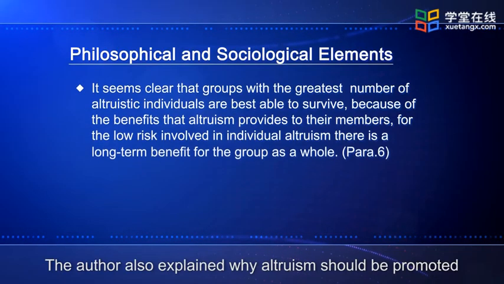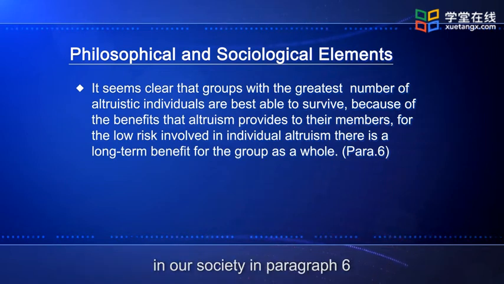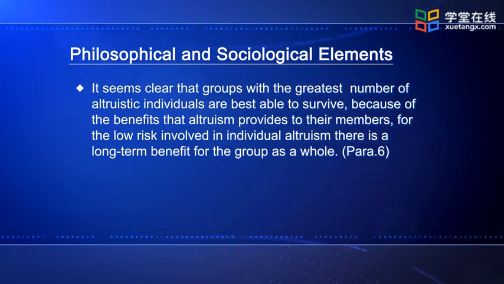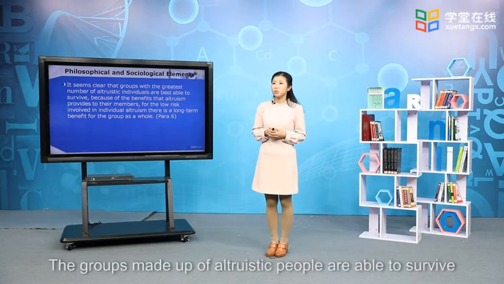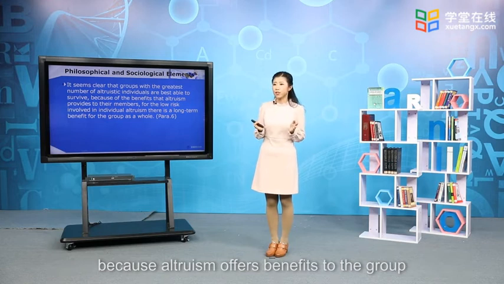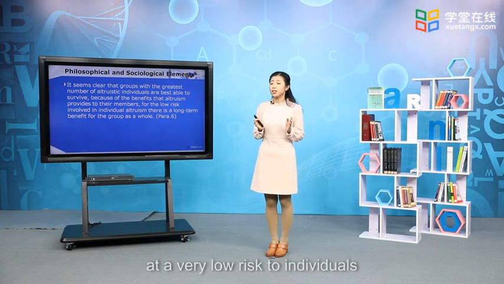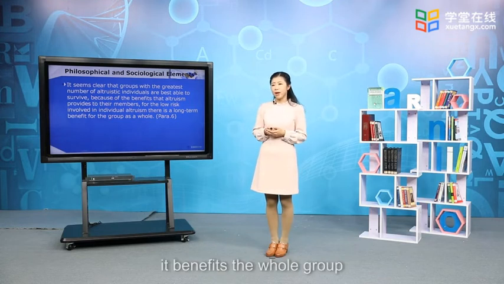The author also explained why altruism should be promoted in our society in paragraph 6. It seems clear that groups with the greatest number of altruistic individuals are best able to survive, because of the benefits that altruism provides to other members. For the lower risk involved in individual altruism, there is a long-term benefit for groups as a whole. This sentence means the groups made up of altruistic people are able to survive because altruism offers benefits to the group at a very low risk to individuals. In the long run, it benefits the whole group.